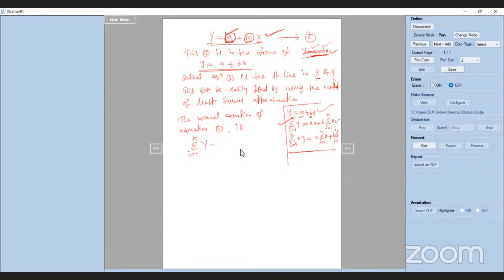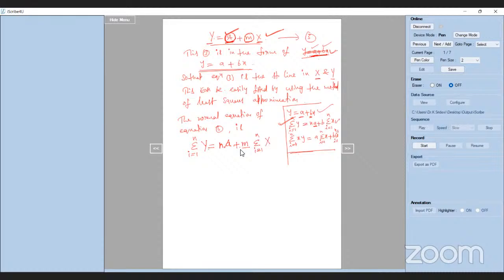Capital Y is equal to n a plus, what is A here? Capital A. For this A, capital A. Plus B. What is B here? Small m. Summation, i is equal to 1 to n.